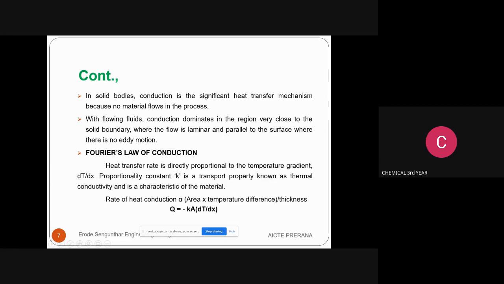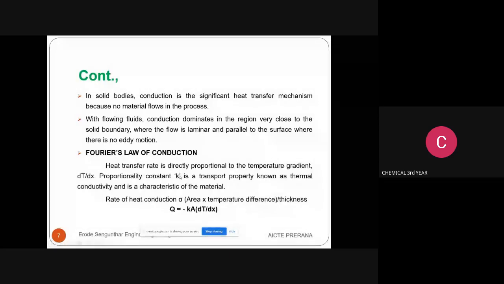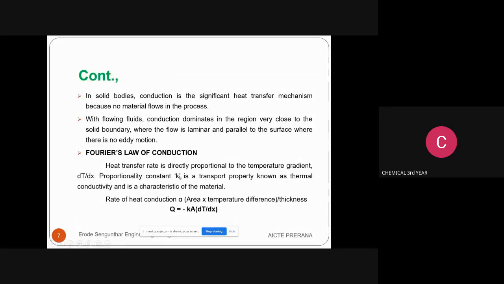dT by dx is the temperature gradient. So here I have mentioned dT by dx, and these two things are proportional, right? To remove that proportionality, we give a constant. That proportionality constant is k here. This k is nothing but the transport property of that particular material. We are giving a proportionality constant, but that constant itself shows the transport property of that material.